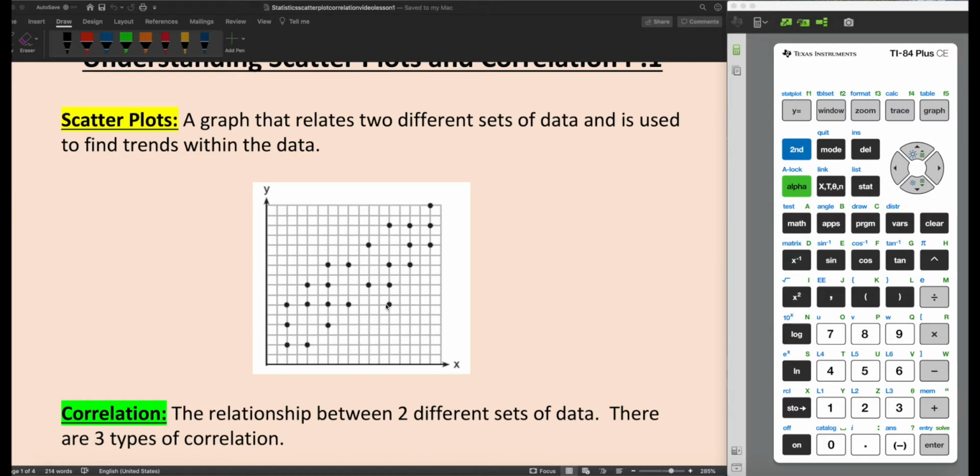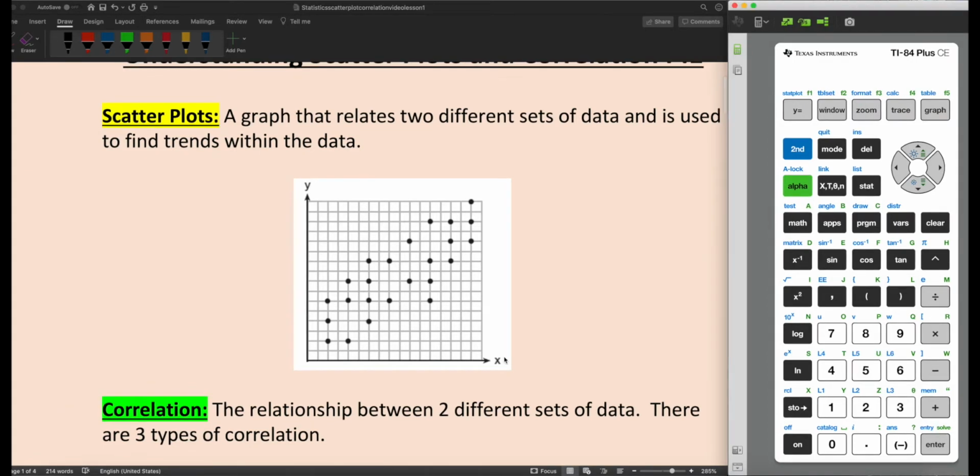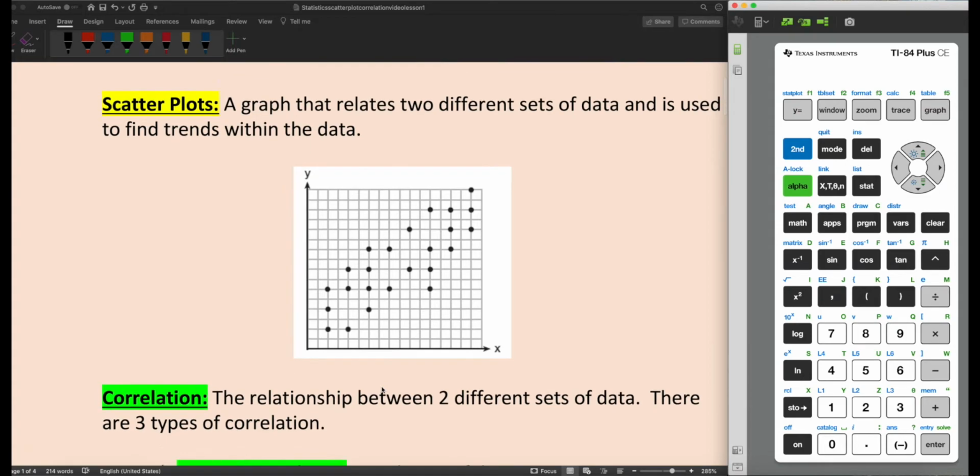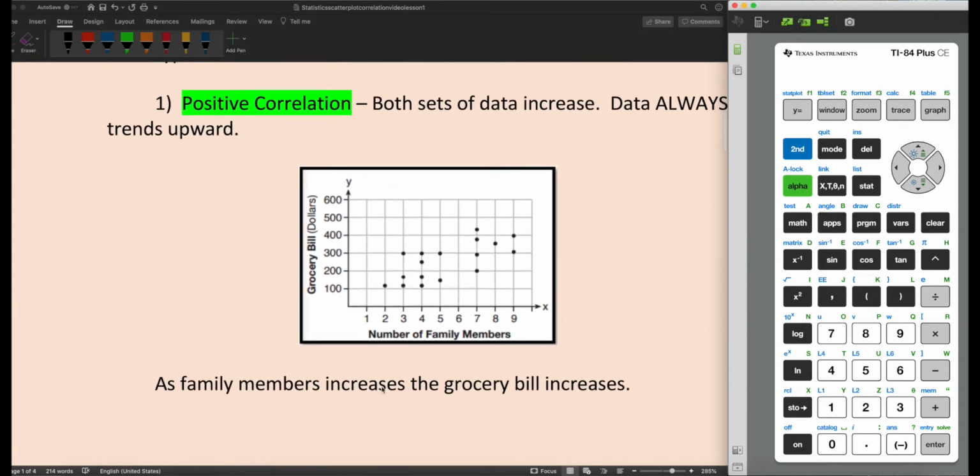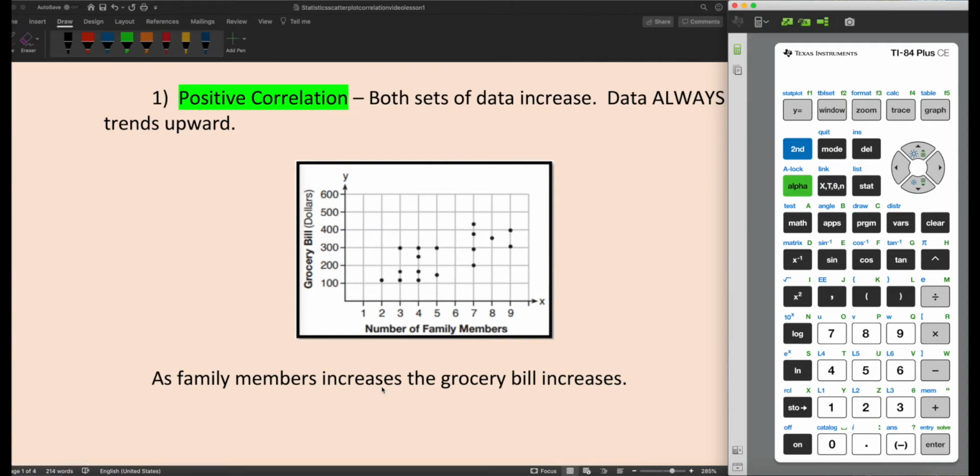When we want to talk about how one data set affects the other data set, that's when we want to look at a very important word that is going to come up on the regions, and that is called correlation. Correlation is basically the relationship between two different sets of data, and that's what the scatter plot is going to show you. Now, there are three types of correlations. The first type is called a positive correlation.